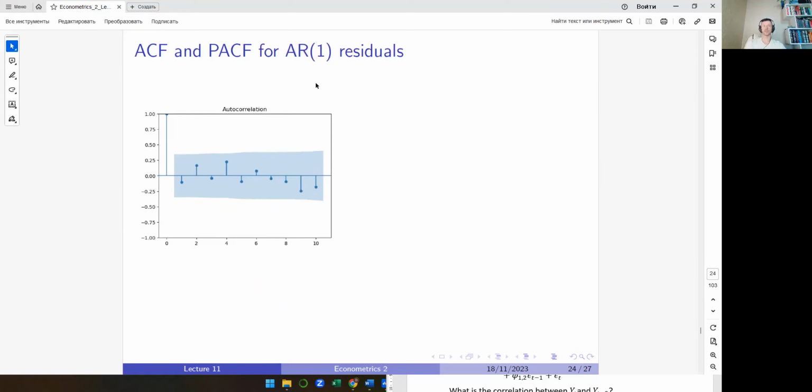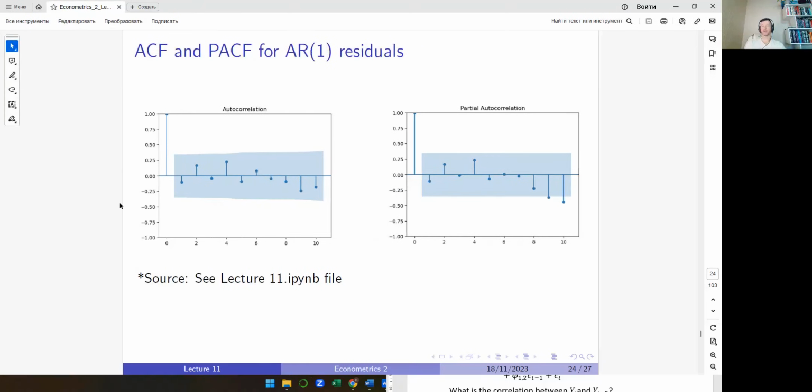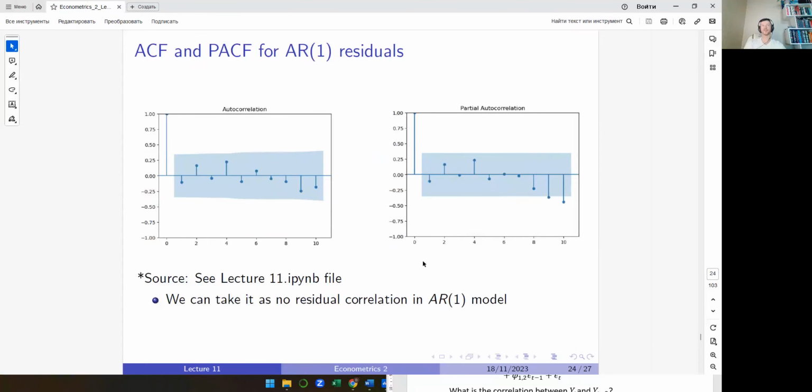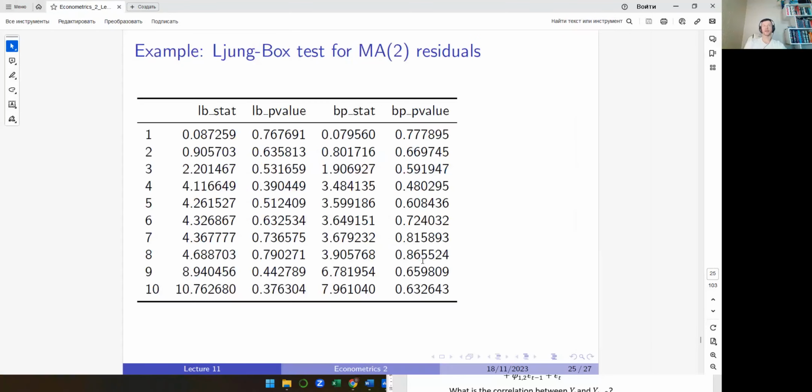Now regarding the residual autocorrelation for the AR1 model. Nothing here, and again almost nothing here except for the two past lags. That's fine.